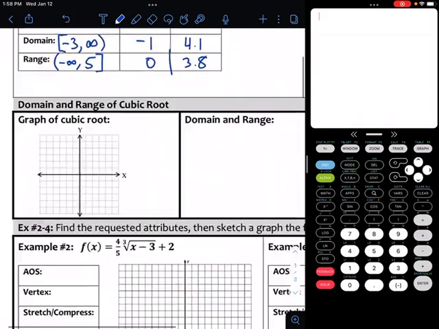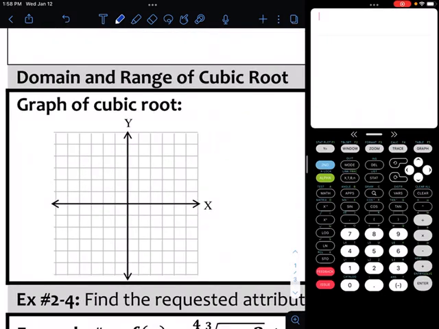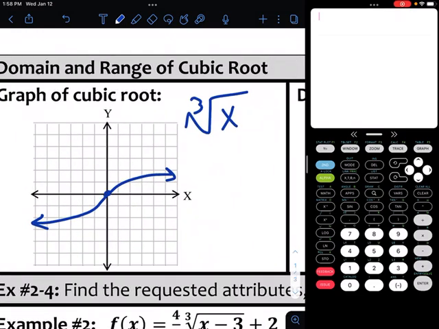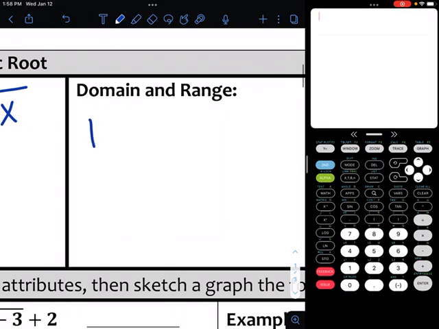All right, so let's look at a cubic root. A cubic root, so when I look at x to the third, it kind of looks like this. So when I do cubed root of x, it actually flips and it looks like this. So they've got a lot of similarities there. So if I look at a cubic root, we're going to cross right there in the middle, and our domain and range, if you notice, have no restrictions.